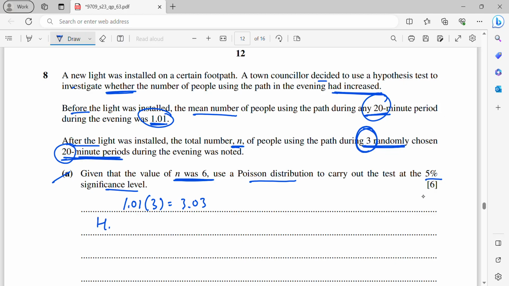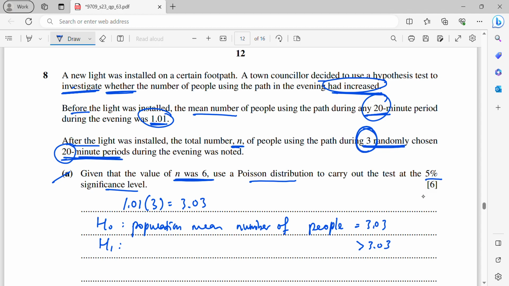So now for my H naught, I will write: population mean number of people equals 3.03. And then this is to investigate whether the number of people had increased. So when it has increased, that means it will be greater than 3.03. Okay, so the rest I will just rewrite.